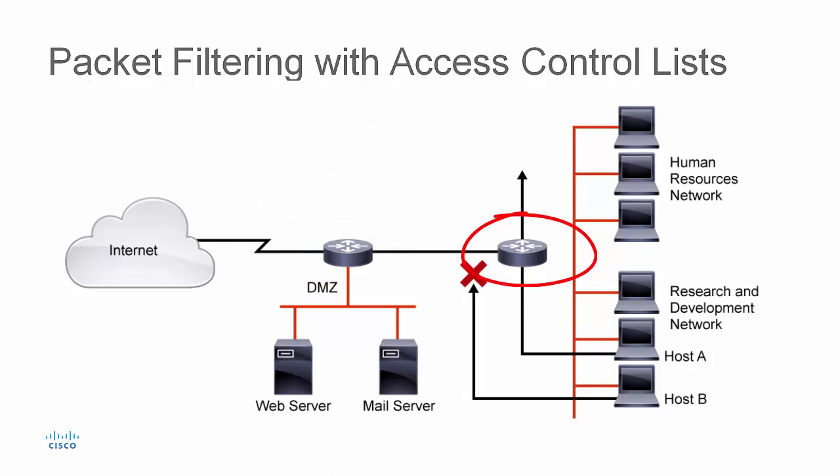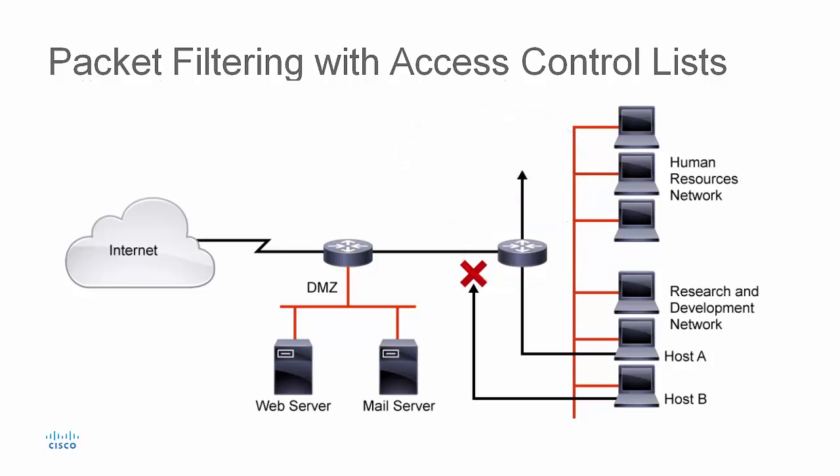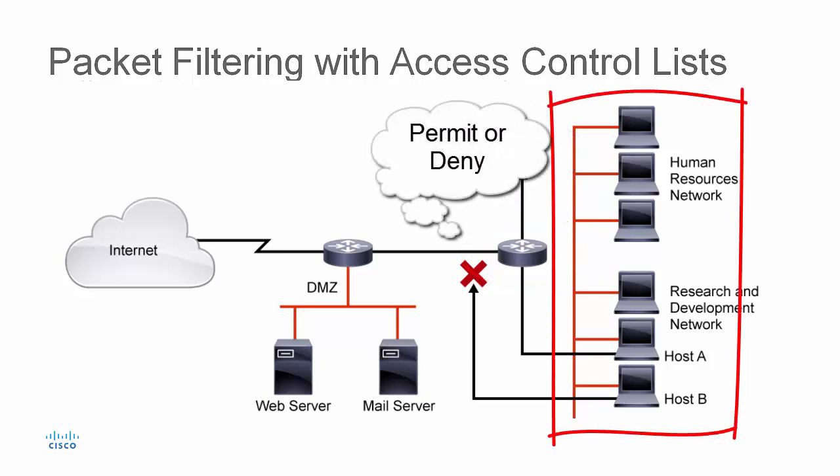On interior routers or layer 3 switches, ACLs can be implemented for security and QoS purposes. They can permit or deny traffic going through the device to and from certain destinations and applications.